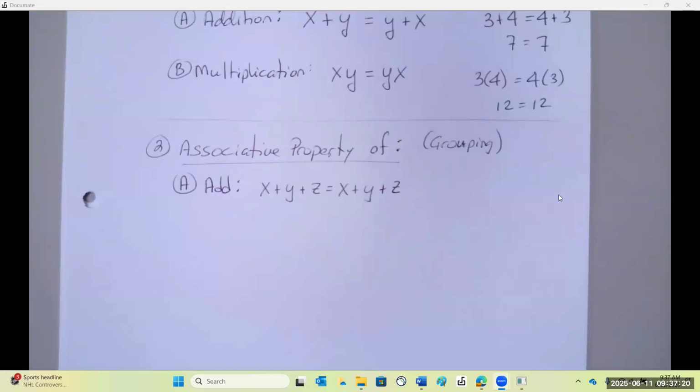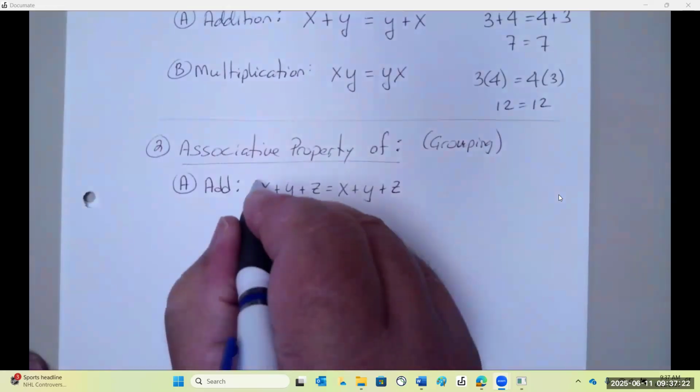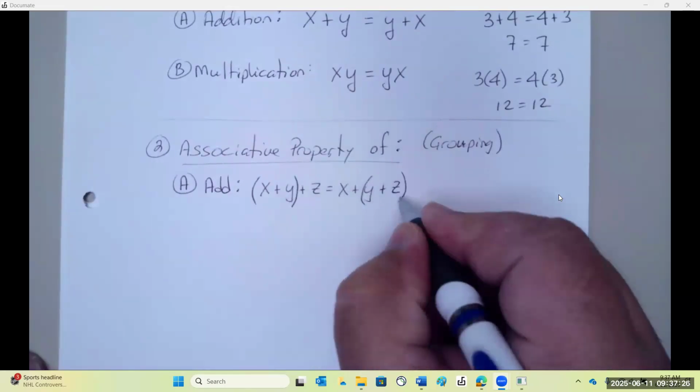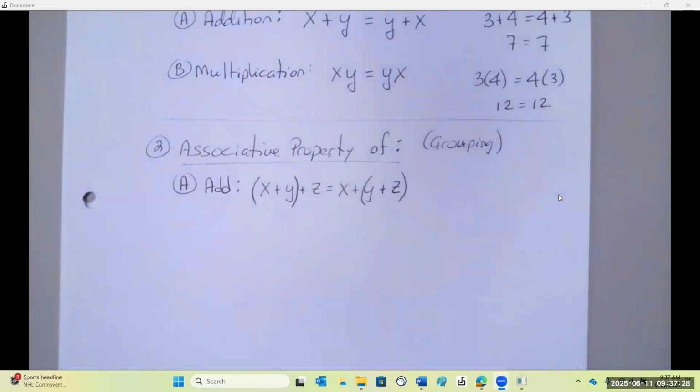So which two do we add together first? Well, this is where the grouping comes in. This is the introduction of a parenthesis. You have to tell me which two I put together first. That's what that tells us. Have we seen parentheses before? Yes, order of operations.